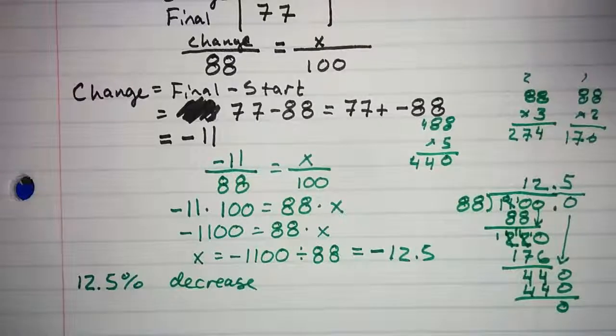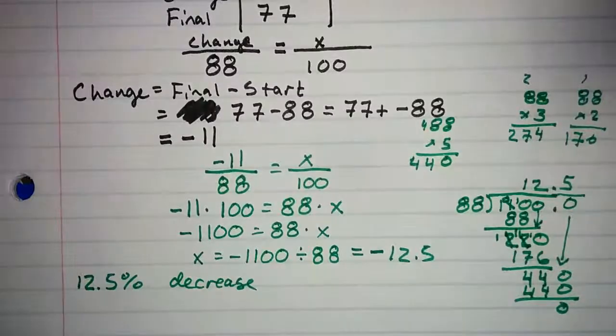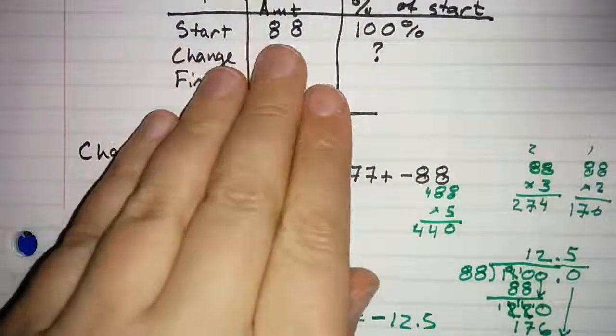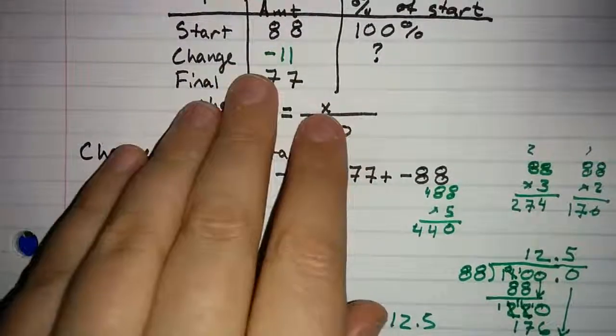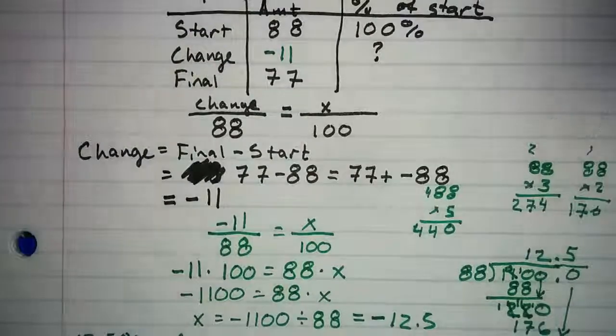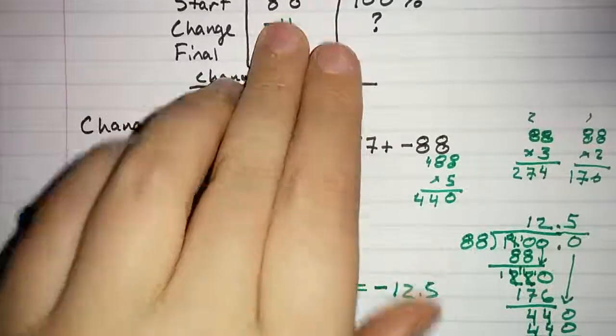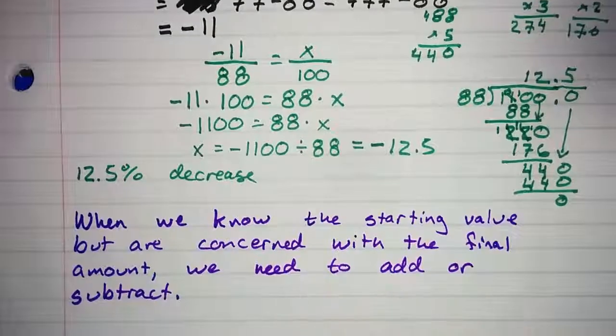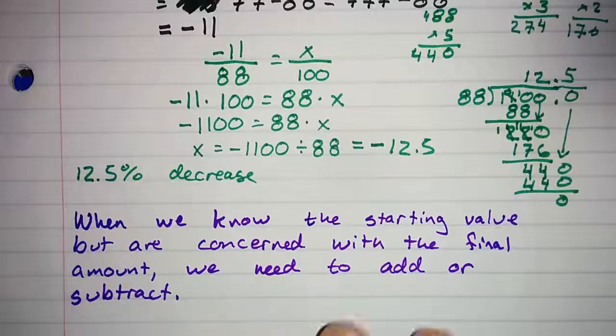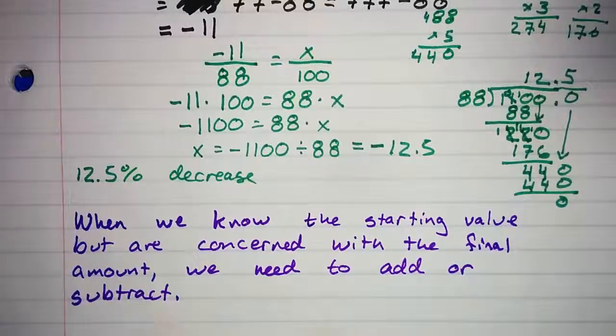So what made this problem a little bit trickier? And what made it not so tricky? The thing that made it not so tricky was that we already knew the starting amount. But what made it trickier was that we needed to subtract first. So we were concerned with the final value, but we knew the starting value. There's another kind of problem where we know the starting value, but we're concerned with the final value, where we need to add or subtract at a different time. Let me show you an example like that first, before I have you try a problem.